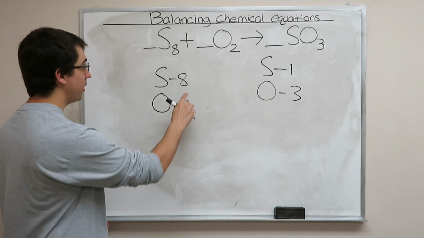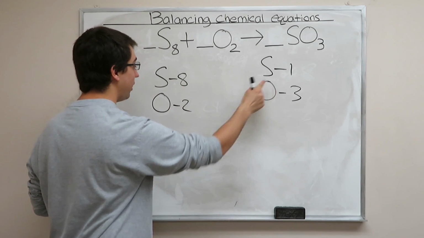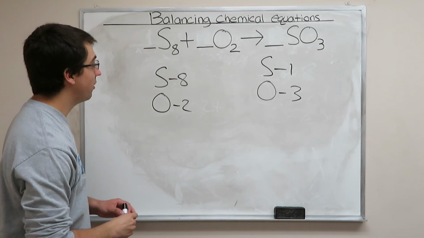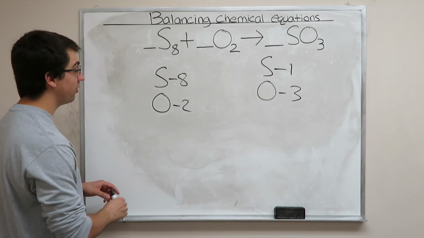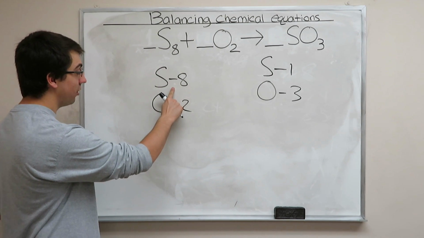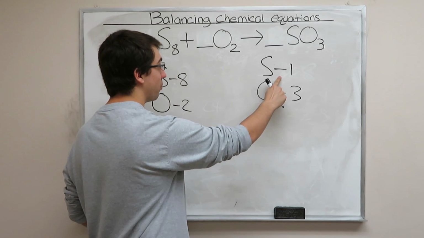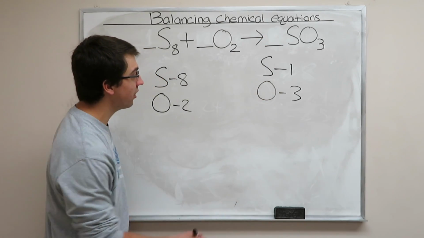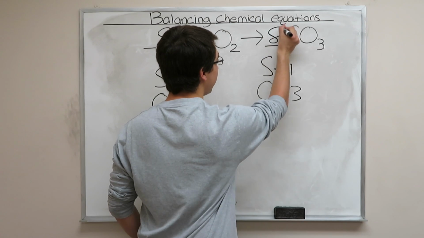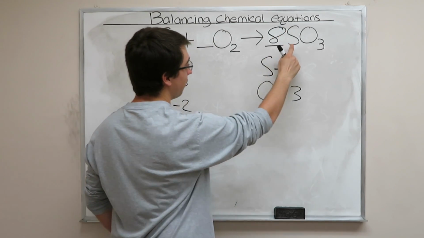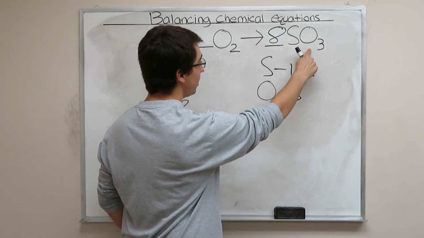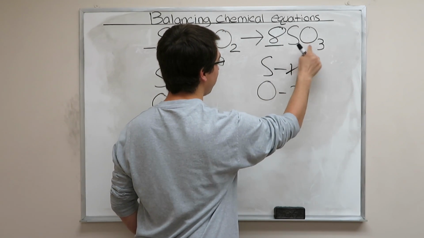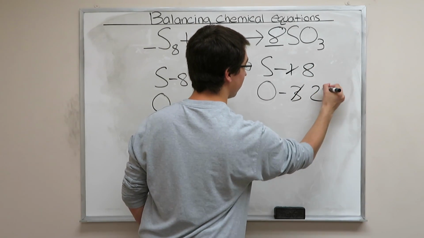And if we compare them, the sulfurs are not balanced, 8 and 1, and the oxygens are not balanced, we have 2 and 3. And for this one, the first one I would balance out is the sulfurs. If we look, we have 8 on the reactant side and 1 on the product side. So we know at minimum we're going to need at least 8 sulfurs on the product side. So I'm going to put a coefficient 8 here. And this 8 is going to distribute to both the sulfur and the oxygen. So it gives us 8 sulfurs, but it also gives us 8 times 3, 24 oxygens.